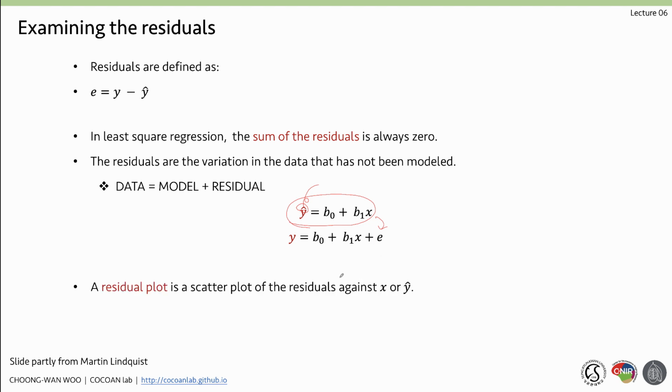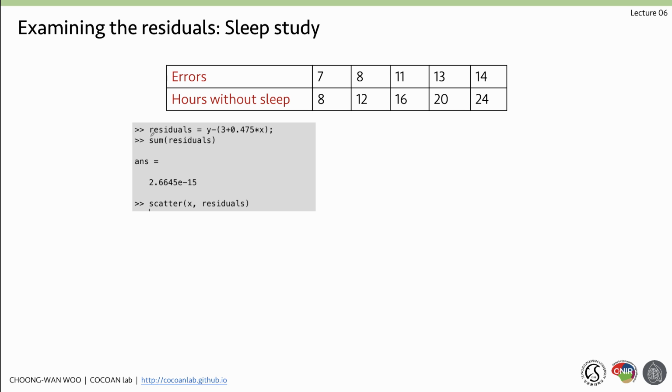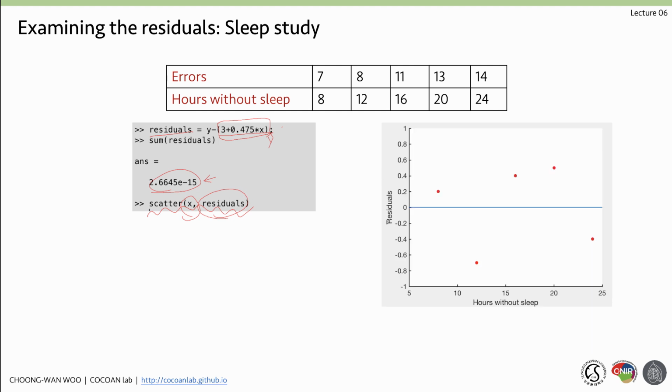A residual plot is a scatter plot of the residuals against x or y hat. And we are gonna examine the residual plot soon. But when studying the residual plot, we hope to see no pattern. I just wrote a couple of lines in MATLAB to see that's actually true. Given that we got this regression equation, we can calculate the residuals by subtracting this y hat from y. Summation of residuals, it is almost 0. And when I made a scatter plot with x, real x value, and y-axis will be residuals, this is the plot that I draw. So this is residuals and this is x here.